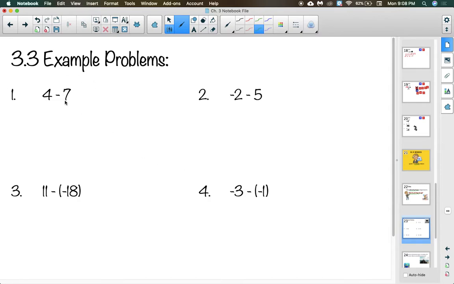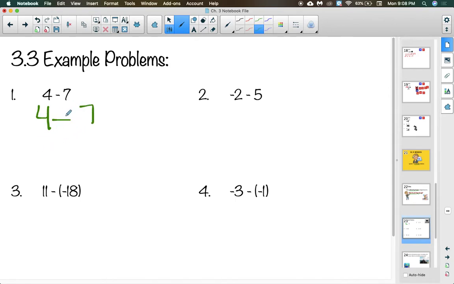Number 1 is 4 minus 7. Most of you already know this is negative 3. These are one of the easier types of subtraction problems, right? When the first number is positive and the second number is positive and you just have to subtract. Let's see what we do here to solve this problem. I'm going to rewrite it to give us a little more space. So the problem says 4 minus 7.